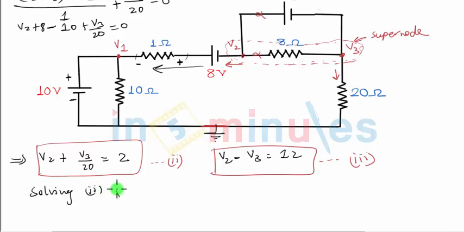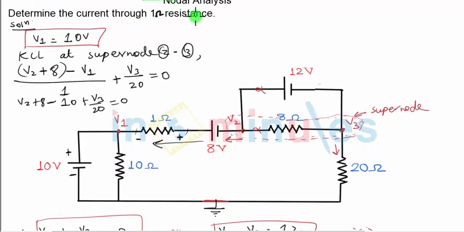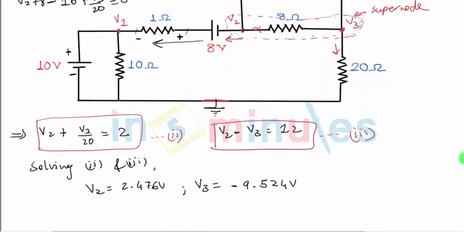Solving 2 and 3, we get V3 equal to... so let's solve and see what the values are. V2 comes out to be 2.476 volts and V3 comes out to be minus 9.524 volts. So these are the values of V2 and V3. Now the question was to find the current through the 1 ohm resistance. This is my 1 ohm resistance. Let us find the current through it.